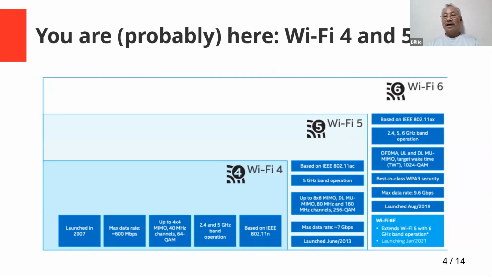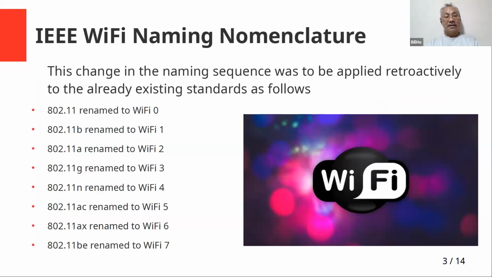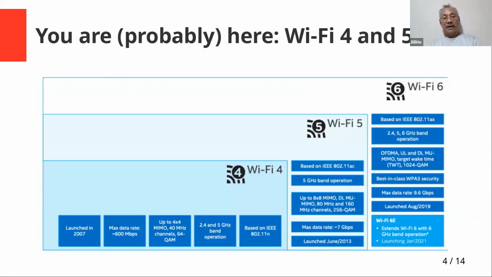Next, most people I believe are using Wi-Fi 4 at least. I don't think you are using 11g, which is Wi-Fi 3. 11g is Wi-Fi 3. This is a 54 meg bandwidth.